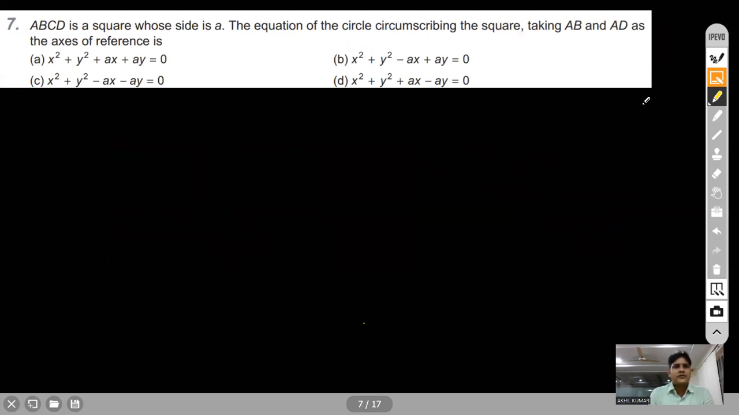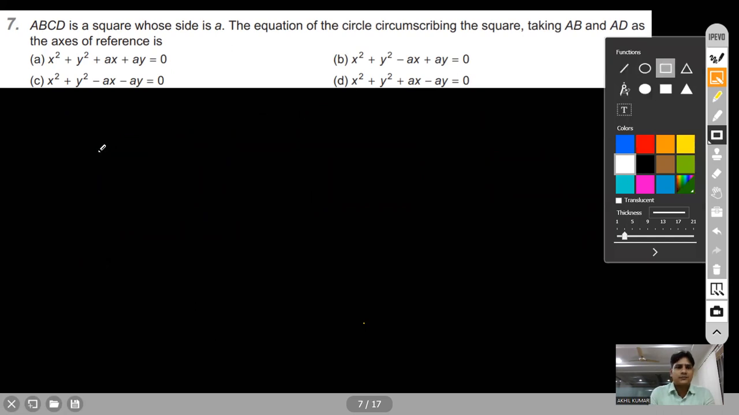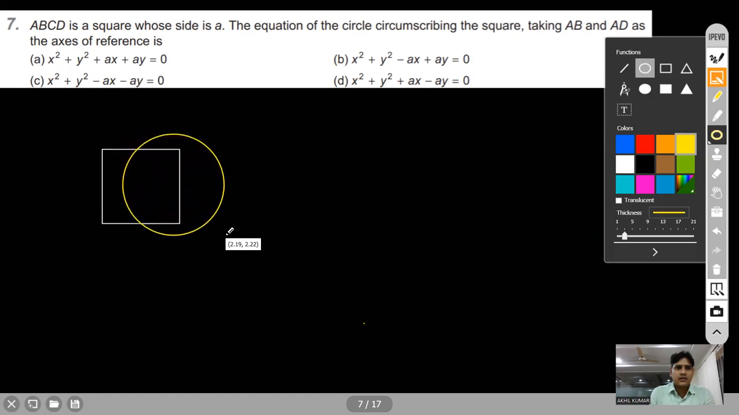Now coming to the next question: ABCD is a square whose side is a. The equation of the circle circumscribing the square, taking AB and AD as the axes of reference. In the last question, the circle was inscribed. Now in this question, it is saying that the circle is circumscribing the square. So let me draw a sketch here also. So this is our square, and let me draw a circle which is circumscribing this.